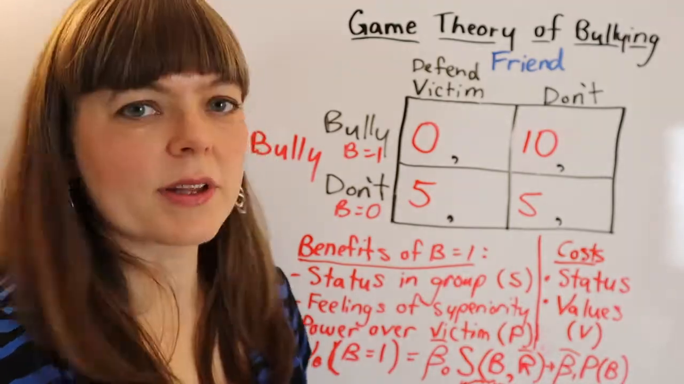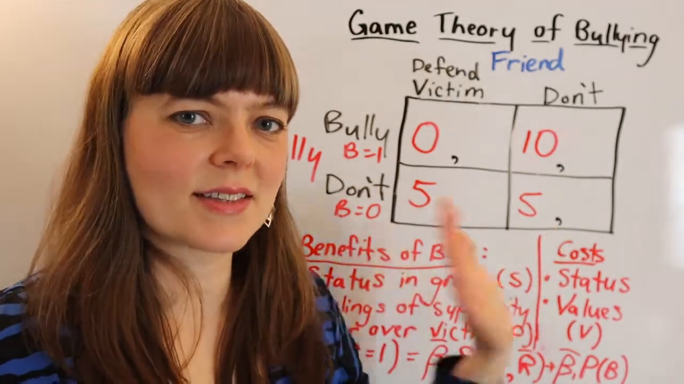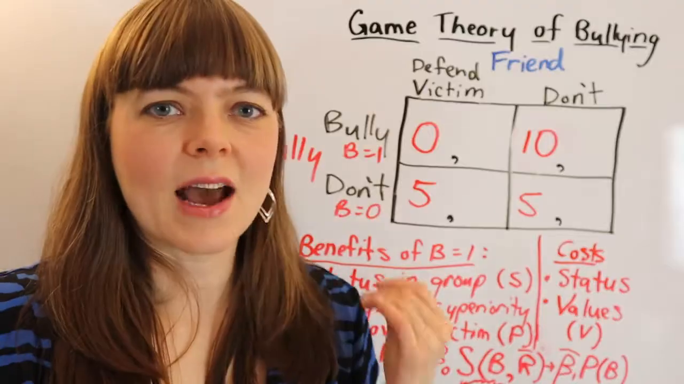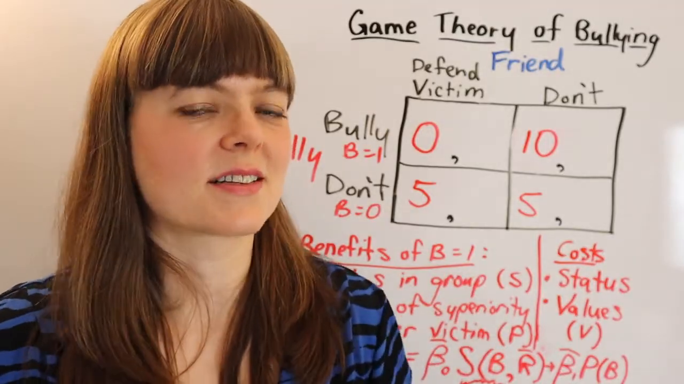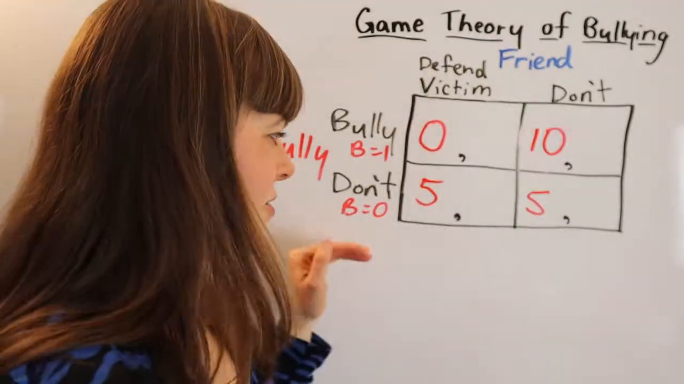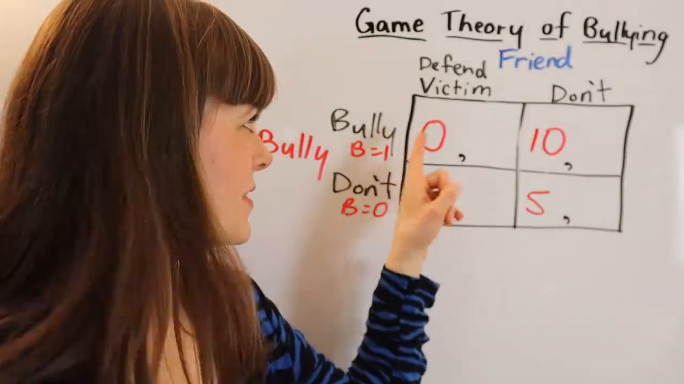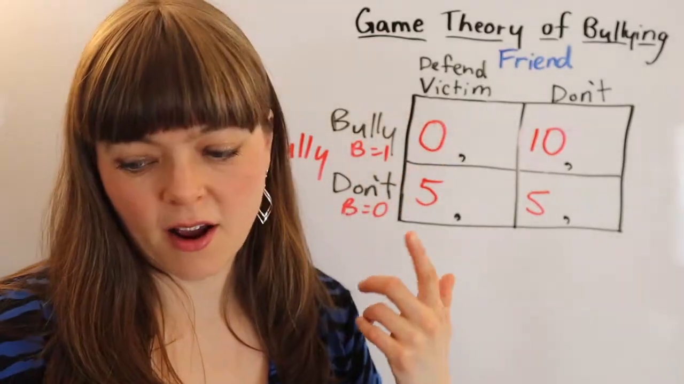Alright, so we have the bully's payoffs. We have payoffs that make sense for the situation for the bully. Now we need to model the friend's incentives. And to do this, we need to do the same thing. We need to have costs and benefits to defending the victim or not.